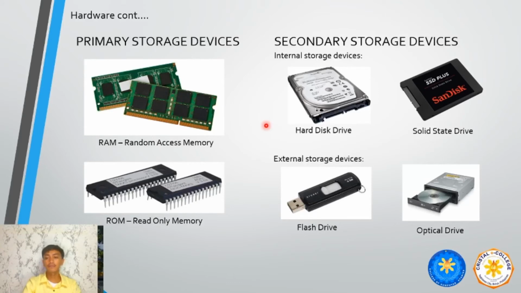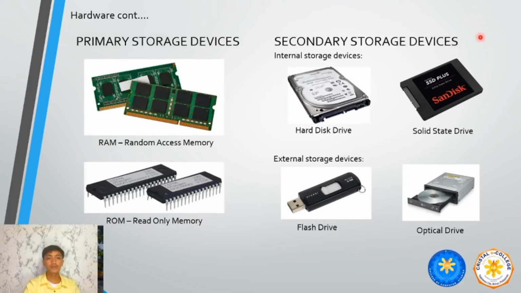Here we have examples of the primary storage devices and the secondary storage devices. Our primary devices, as I said earlier, are the RAM, or the random access memory, and the ROM, or the read-only memory. Most BIOS are stored in the read-only memory. That is why specially designed software can only be used to update our BIOS, which are stored in our read-only memories.